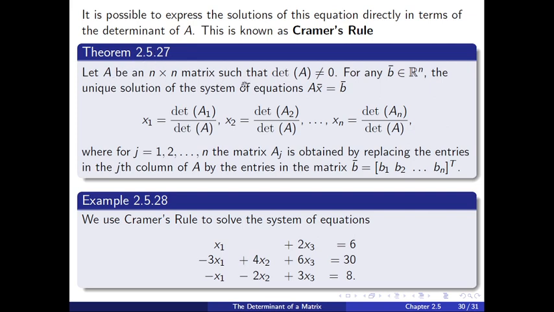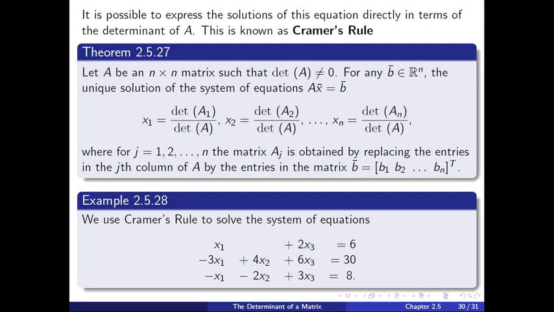So let A be an n by n matrix such that the determinant is not equal to 0. Then for any B in Rn, the unique solution of the system of equations Ax equals B is x1 is equal to determinant of A1 over determinant of A, x2 is equal to determinant of A2 over determinant of A, up to xn is equal to determinant of An over the determinant of A. For all the j's from 1 up to n, the matrix Aj is obtained by replacing the entries of the jth column of A by the entries in the column vector B from the system of equations.